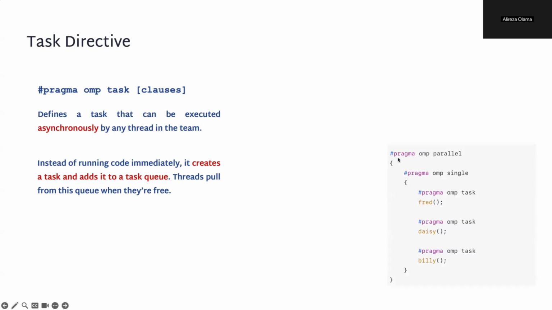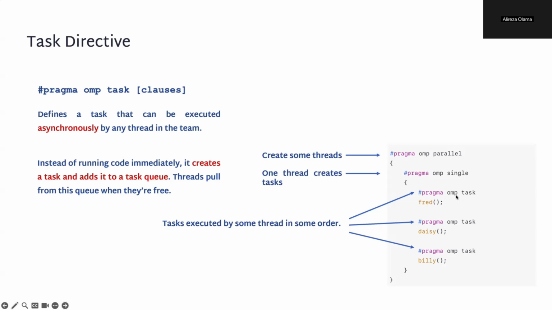So for example, in this code snippet on the right, we first create a pool of threads using this pragma omp parallel. And then using this pragma omp single, we let only one thread enter this region, right? And by this pragma omp task, the thread that has entered this region will create a task for each of these functions, Fred, Daisy, and Billy, and add these tasks into a task queue, right? And finally, after we reach the end of this single construct, OpenMP makes sure that all of these tasks are executed by different threads, right?